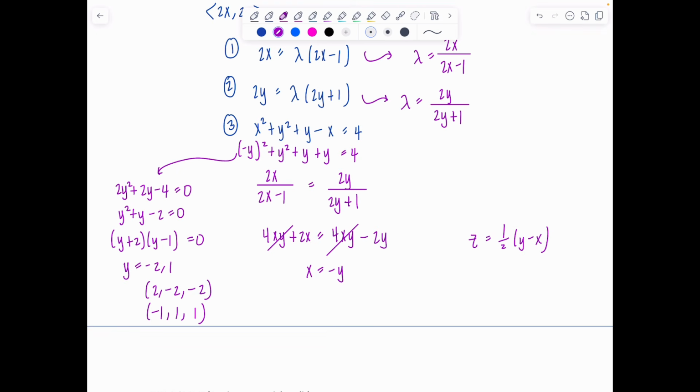So Lagrange multipliers will give you both the absolute max and the absolute min. In this case, you just have to think, okay, which of these is closest to the origin? Well, obviously the one with smaller coordinates, right? Negative 1, 1, 1. So that is the point that's on the curve of intersection that's closest to the origin. 0, 0, 0.